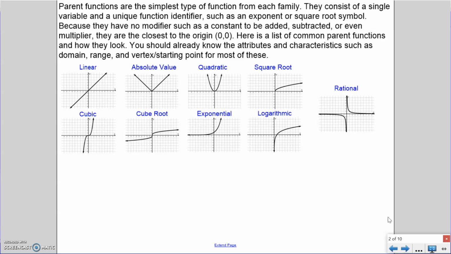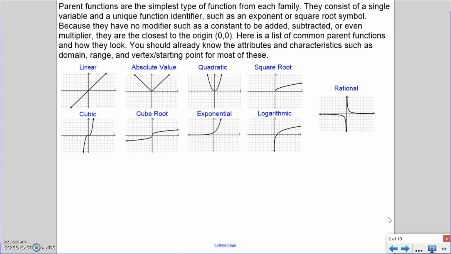So parent functions are the simplest type of function from each family. They consist of a single variable and a unique function identifier, such as an exponent or square root symbol. Because they have no modifier, such as a constant being added or subtracted, or even a multiplier, they're the closest to the origin (0, 0). In fact, most of them go through (0, 0), as you can see.